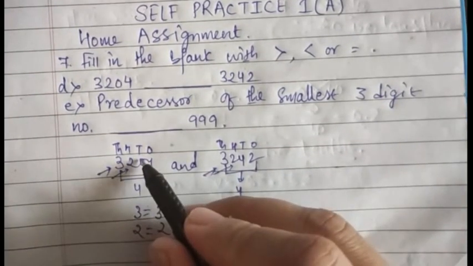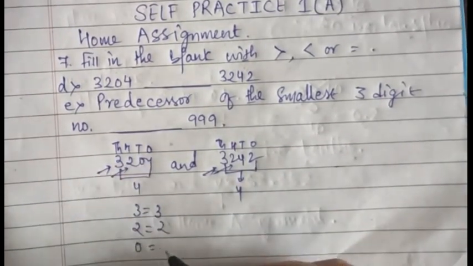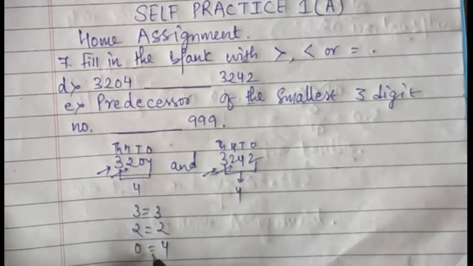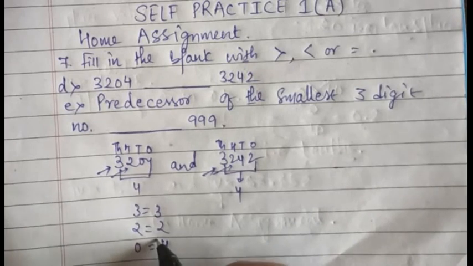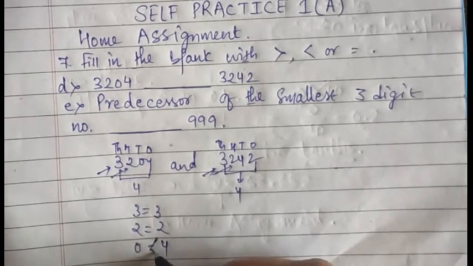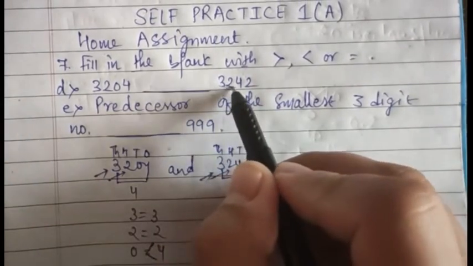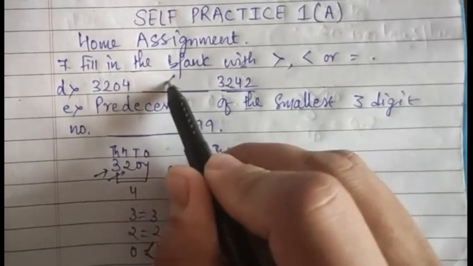But from the tens position, what do you have? 0. And in case of this number, the tens position is 4. We cannot write the equal to sign here because 4 is greater than 0. So from here we can conclude that this number is greater, and the sign will be like this.